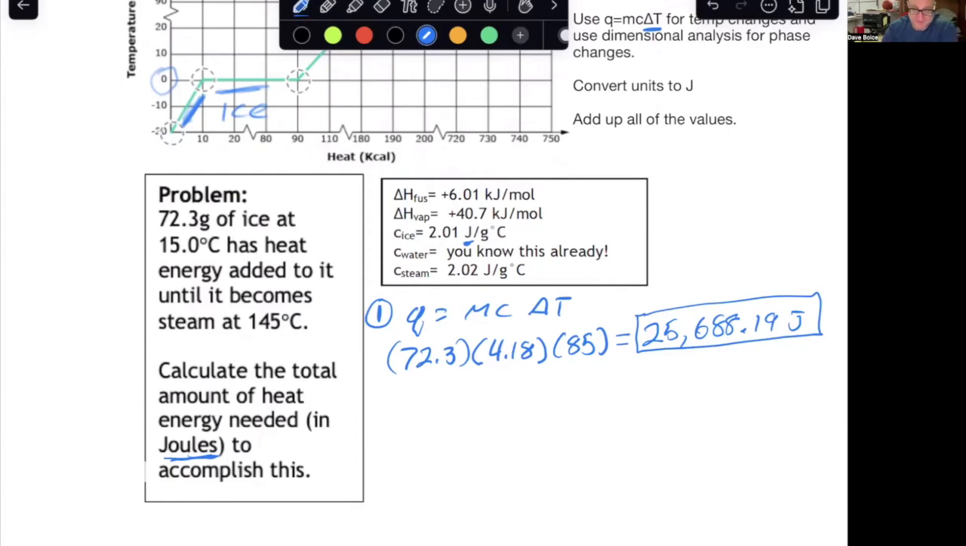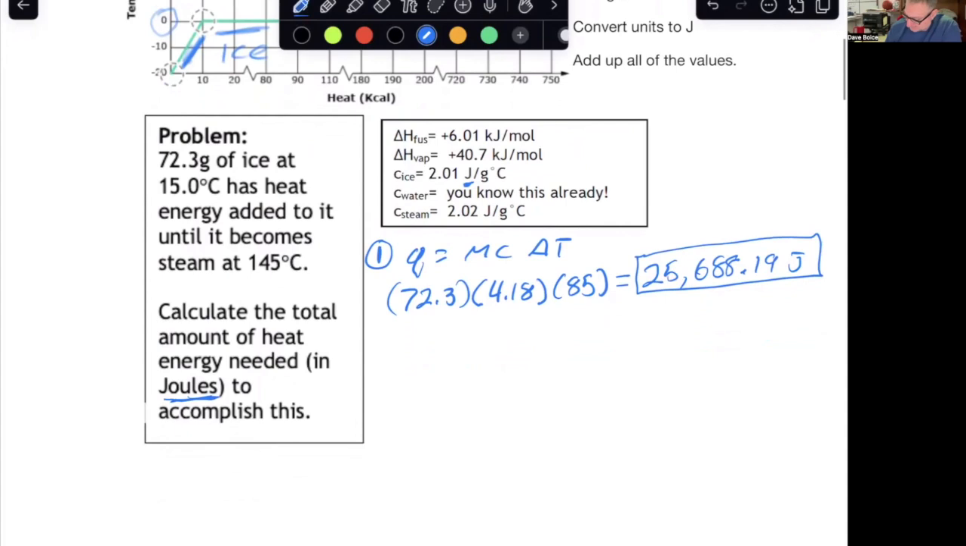Now, next is the phase change. That takes a lot of energy. If you think about it, how much energy would it take to boil off an entire pot of water? Probably a lot. So let's go ahead and move on to number 2 for the phase change. For the phase change, I've got a delta H of fusion and a delta H of vaporization. Well, we are vaporizing. We're going from liquid to gas. So we're going to use the delta H of vaporization.